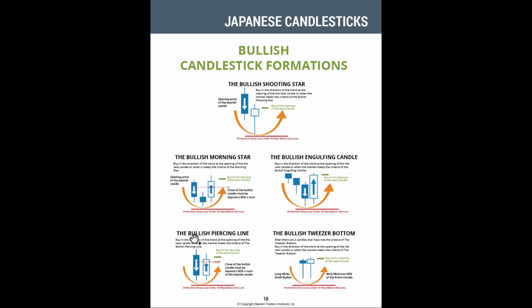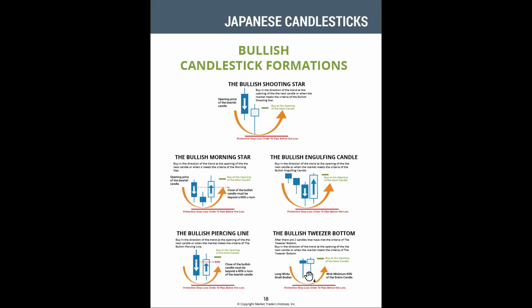So for the PSC line, the PSC line is a bearish candlestick followed by a bullish candlestick. But this time, this bullish candlestick closes above 60% of the previous bearish candlestick. That's the PSC line pattern. It's a bullish candlestick pattern or formation.